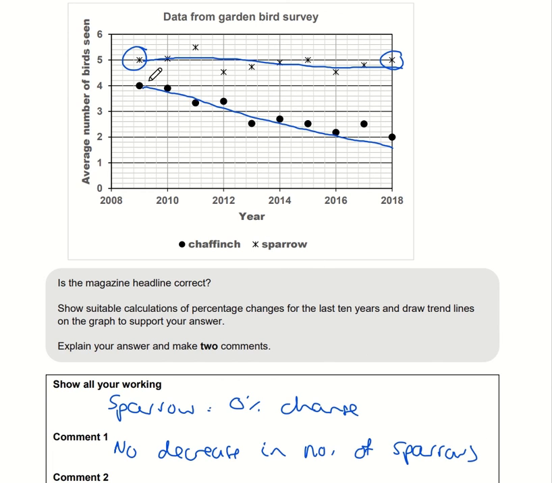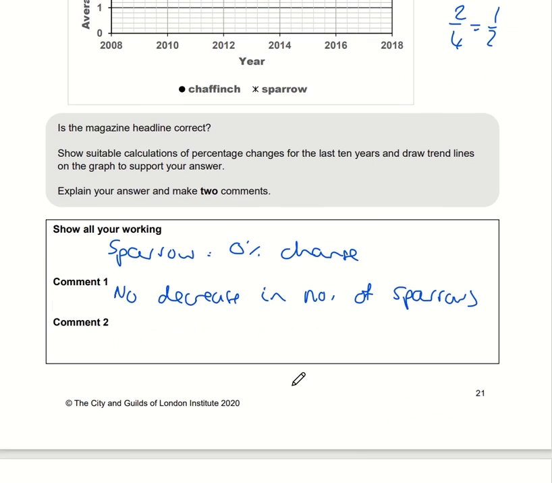And what about the chaffinches? Well, it's gone from 4 down to 2. So to calculate the percentage change, it's the difference, so that's a difference of 2, divided by what it was originally, which was 4, multiplied by 100. Although we probably don't even need to use the calculator here, because we know that 2/4 is 1/2 and 1/2 is 50%. So here we can say that there's been a 50% decrease in the chaffinch sightings.